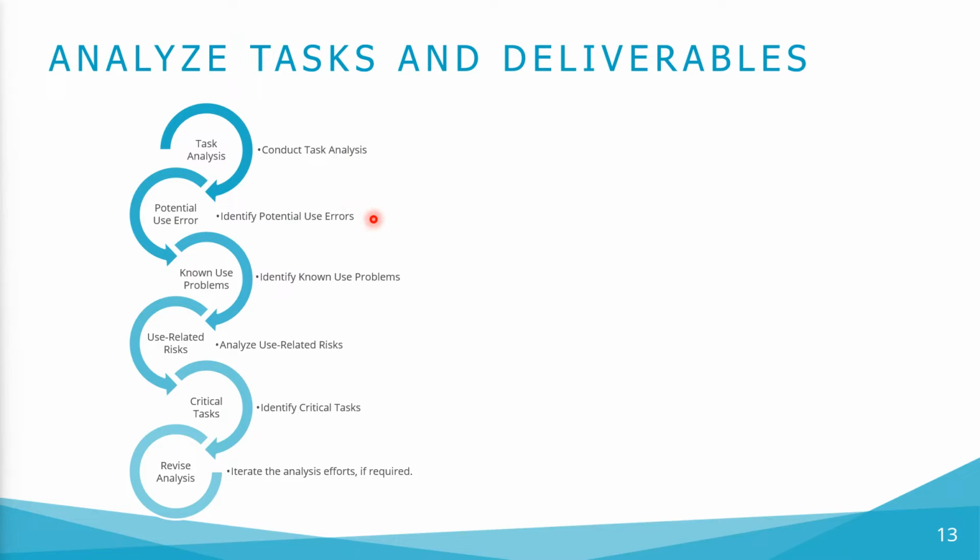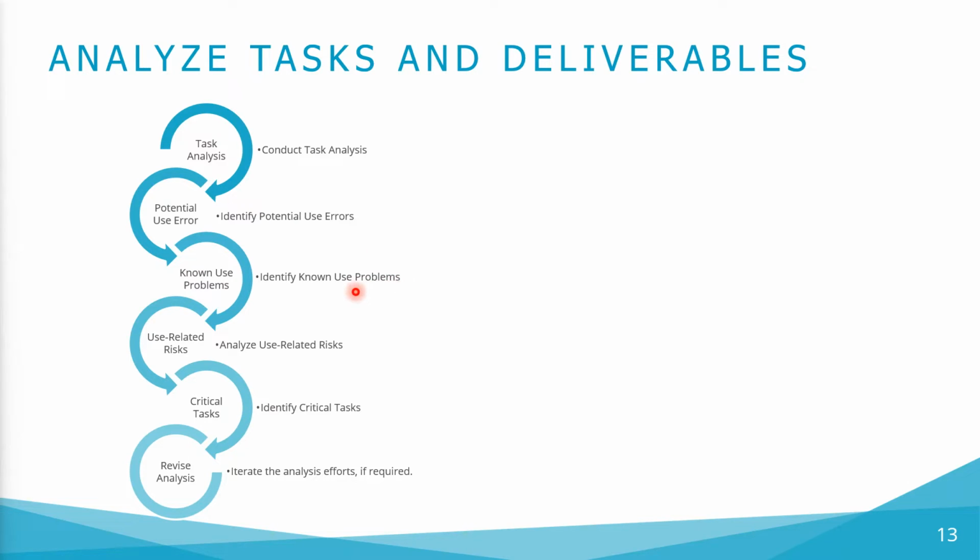Identify potential use errors. During this step, we will identify as many potential use errors as possible. To do this, we need to think about all the ways things can go wrong, all the ways users could make mistakes with the product. There are analytical, data driven, and research techniques for identifying use errors. A thorough analysis uses several techniques. Each use error we identify becomes a row in our use related risk analysis table.